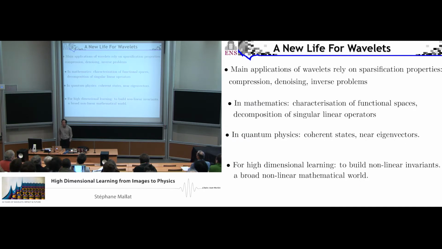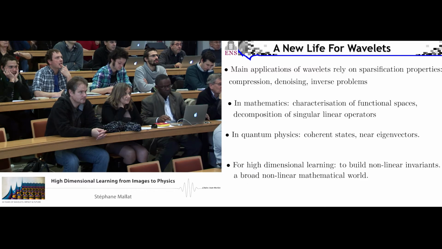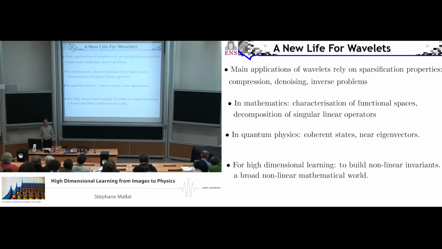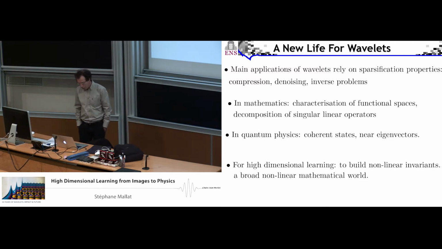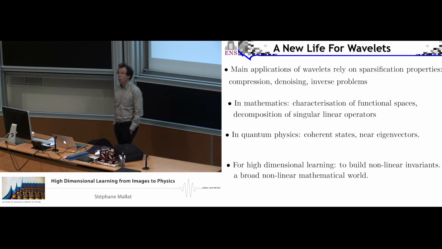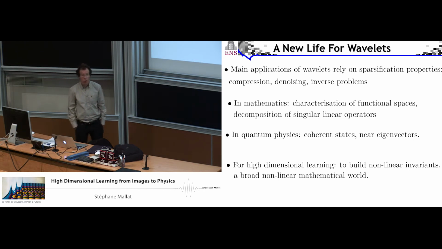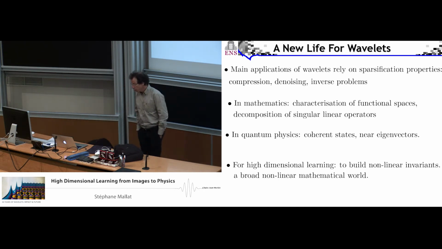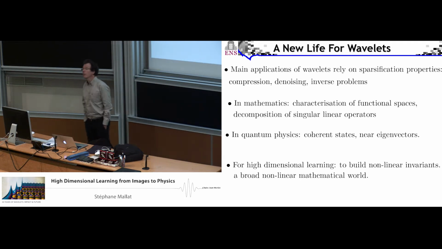So I'd like to comment a little bit about wavelets to begin with. A lot of the applications of wavelets have relied on the idea of sparse representation. Sparse representation, obviously, for compression of signals, for noise removal, for inverse problems. In mathematics, about the same kind of property has been used to specify functional spaces through weighted Lp norm, decomposition of singular operators through the Schur lemma, again using sparsity. In quantum physics, also, a lot of these ideas have been used, in particular the well-known coherent states, which are near this idea of near eigenvalues or sparsity of the operators.